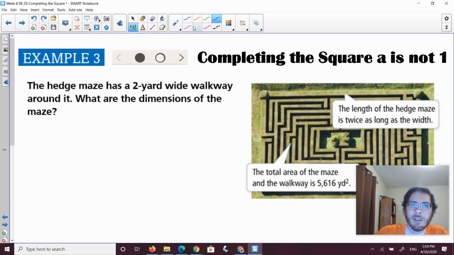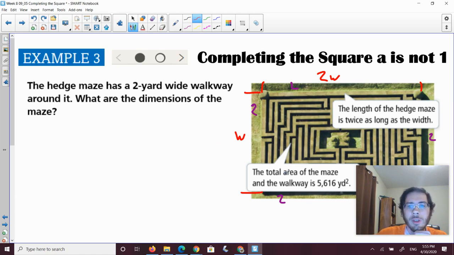So in this situation, we got a word problem with a hedge maze. It tells us that the hedge maze has a 2-yard wide walkway around it. What are the dimensions of the maze? All right, so we know that this is like 2, 2, 2, and 2. And we're also told that the length of the hedge maze is twice as long as the width. So this is like 2 times the width, and that's the width. We've got that, and we've got that.